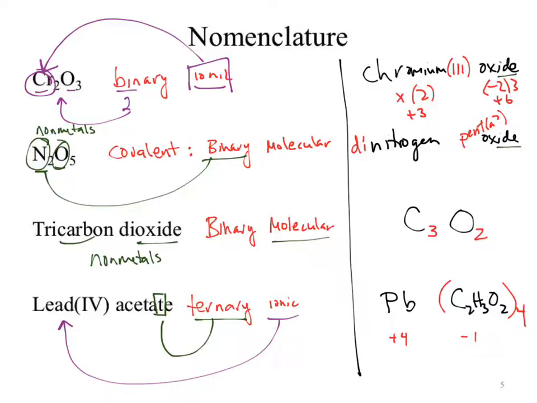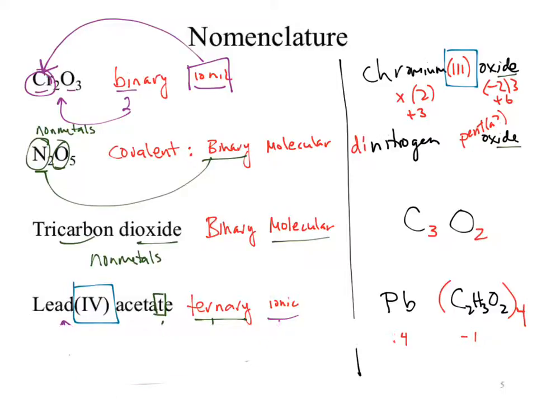If we look at the name for C2O3 in the upper right-hand corner, and we look at our lead-4 acetate in the lower left-hand corner, why do those stand out as different than the tricarbon dioxide and the dinitrogen pentoxide? No prefixes. That's an interesting thing. They're using numerical values instead of prefixes like tri or di. We're using a Roman numeral. So we have a Roman numeral that's all of a sudden popping up, and we don't have prefixes.